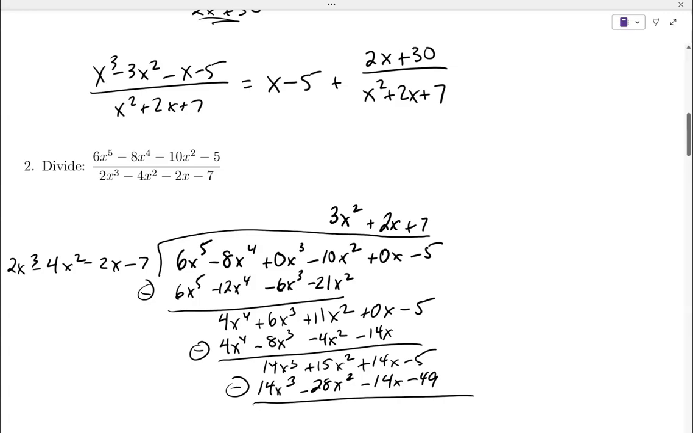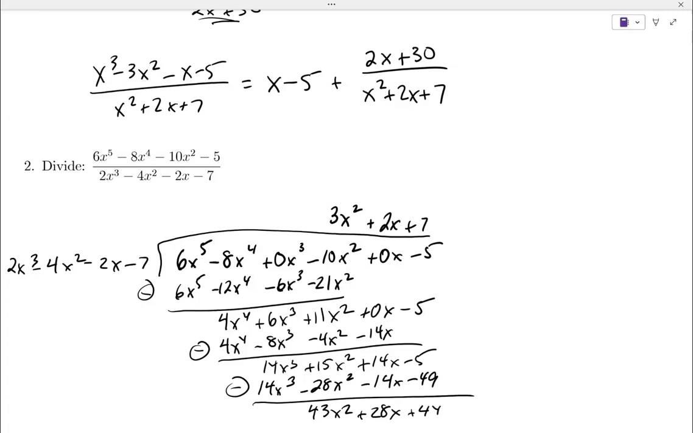15x squared minus a minus 28x squared gives us 43x squared. This is why I said make sure you keep track that you're subtracting everything, right? It looks like these might cancel, but 14x minus a minus 14x actually gives us positive 28x. Negative 5 plus 49 gives us plus 44. And again, what tells us that we're done? That power here is smaller than that power there. Exactly right. The squared is smaller than the cubed.